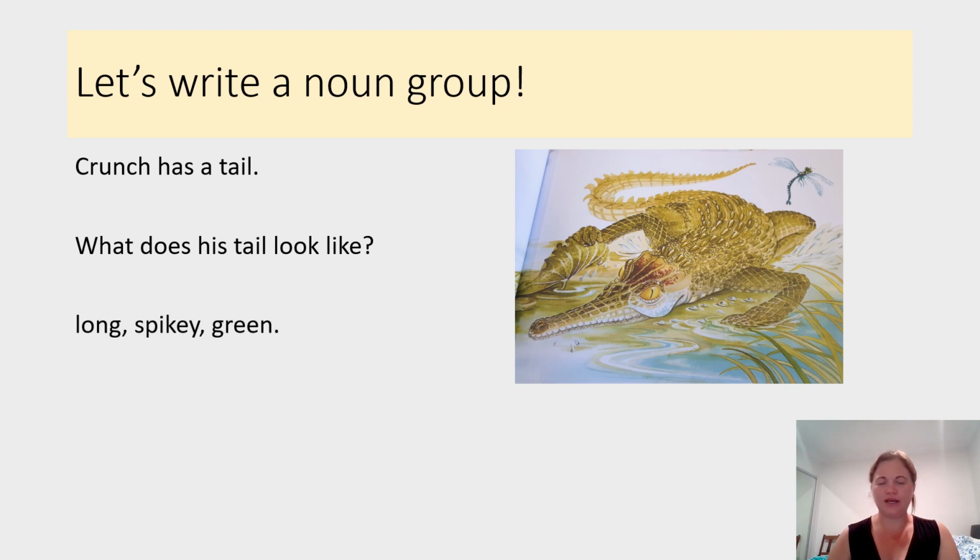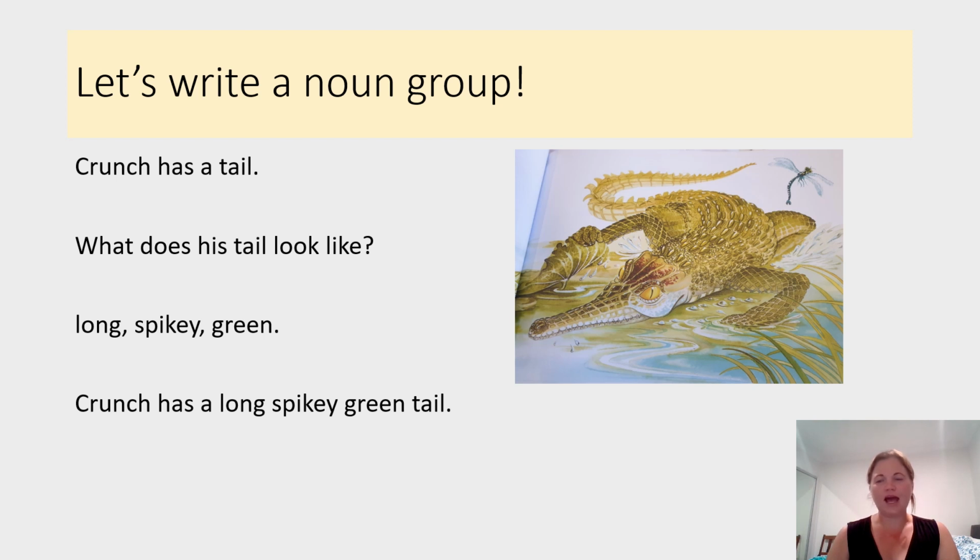What does Crunch's tail look like? I'm looking at Crunch's tail and it looks quite long. Do you think it looks long as well? I can see spikes on Crunch's tail. And I can see that it's the colour green. Here's my noun group. Crunch has a long spiky green tail.